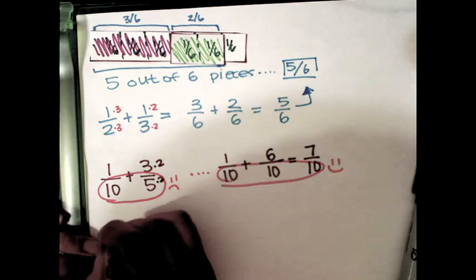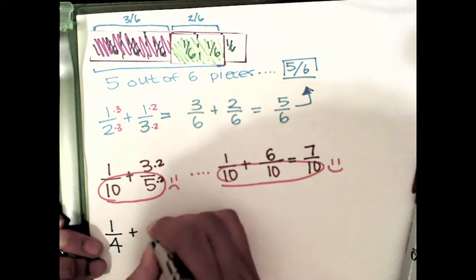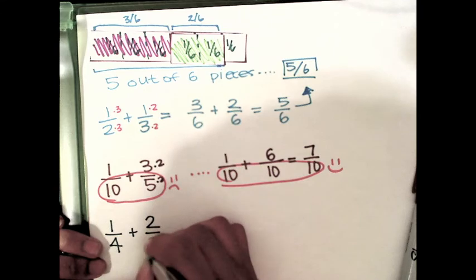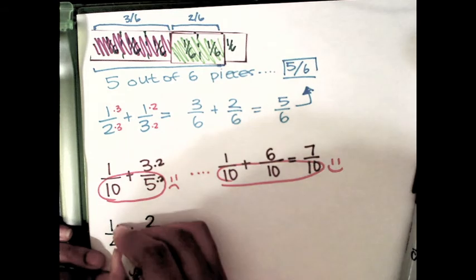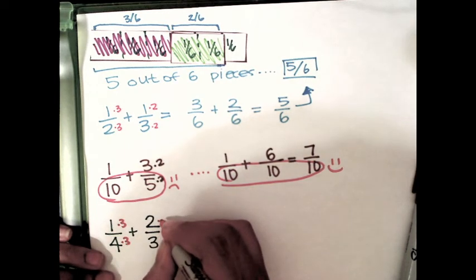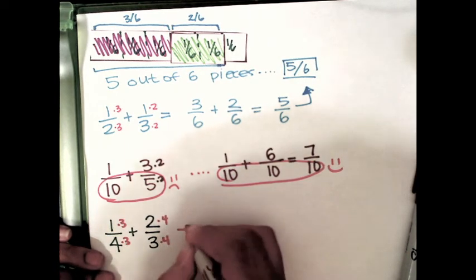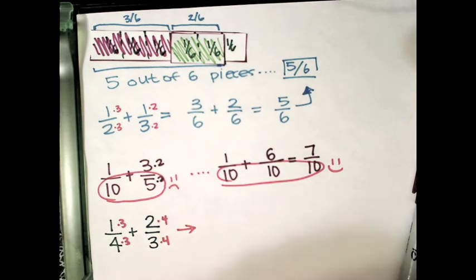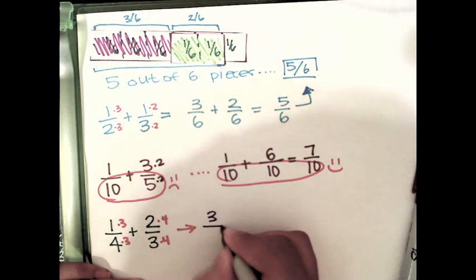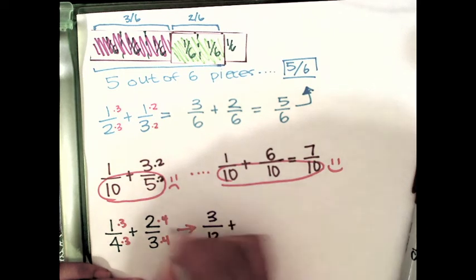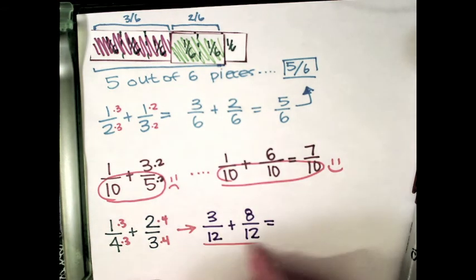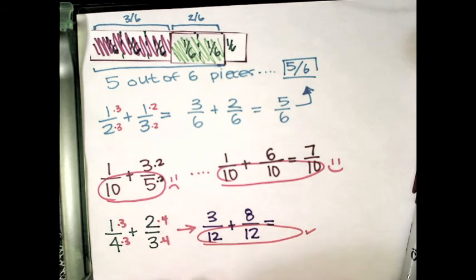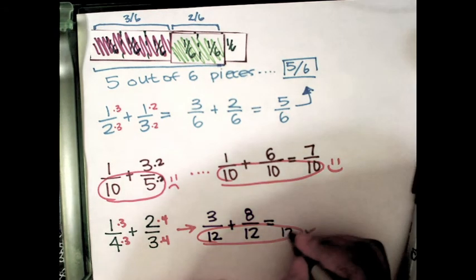Whenever my denominators are different, I need to find a number that both of them go into and then change my fractions. So if I have 1/4 plus 2/3, I know that both 4 and 3 can go into 12. 4 times 3 is 12, so I multiply 1 and 4 by 3. And 3 times 4 is 12, so 2 and 3 get multiplied by 4. That gives me 3/12 plus 2 times 4 is 8/12. Now I have the same size pieces of my chocolate bar, and I can add them together to get 11 out of 12 slices.